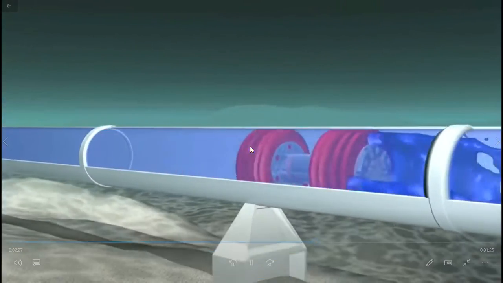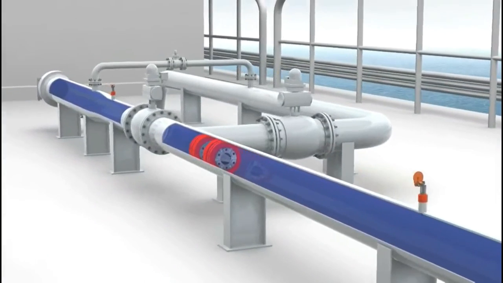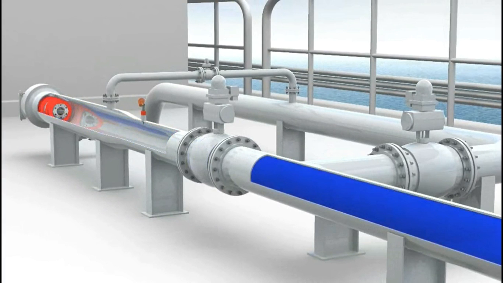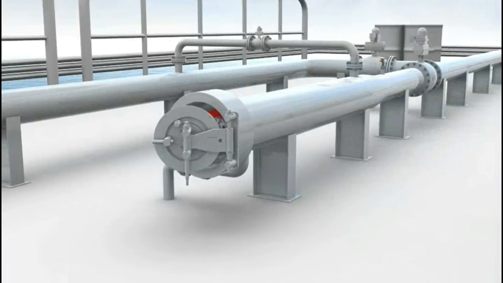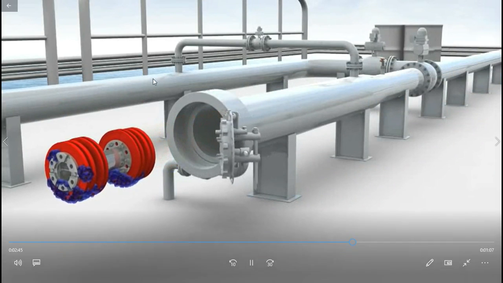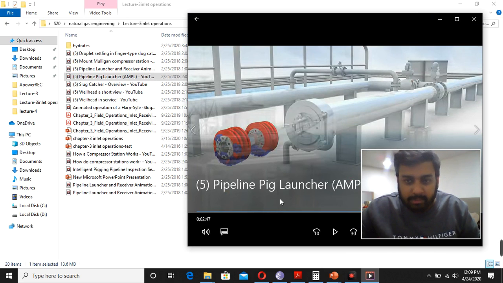As the pig approaches the receiver, a signaler trips. The pig enters the receiver. The pig trap isolation valve closes and the trap is drained. The closure door is opened and the pig recovered. So that was all about the pigging job.